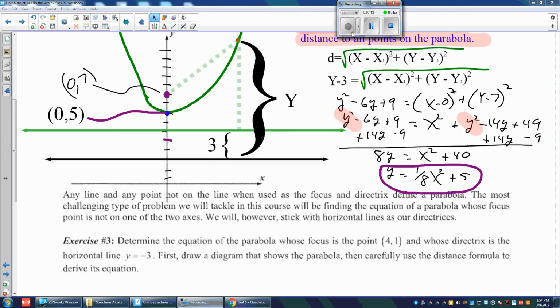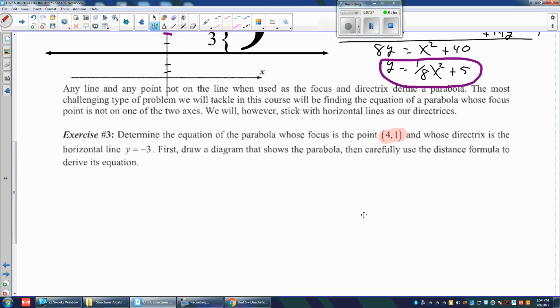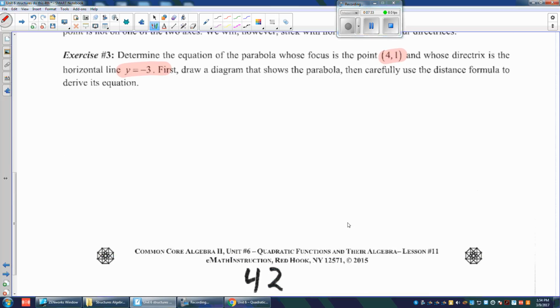Okay, so why is this question a little bit more difficult? Well, because the focus point, we have a number in for the x value. It wasn't a 0. The other ones we had a 0 in for the x value. And we have a horizontal line for the directrix, y equals -3. So it says first draw a diagram that shows the parabola.